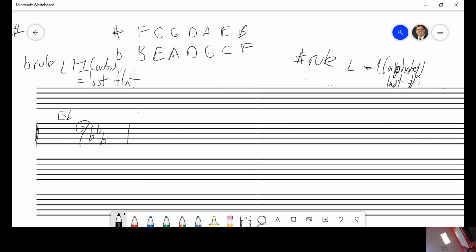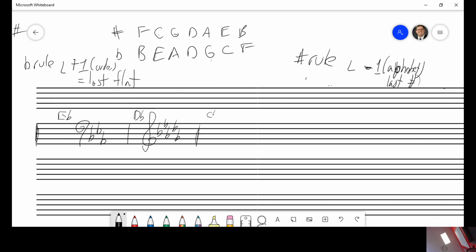If I were to ask you for D flat major, then here you would go to D, plus 1 in the order of flats. That is your last flat. The key of D flat major has B flat, E flat, A flat, D flat, G flat. That's 5 flats.